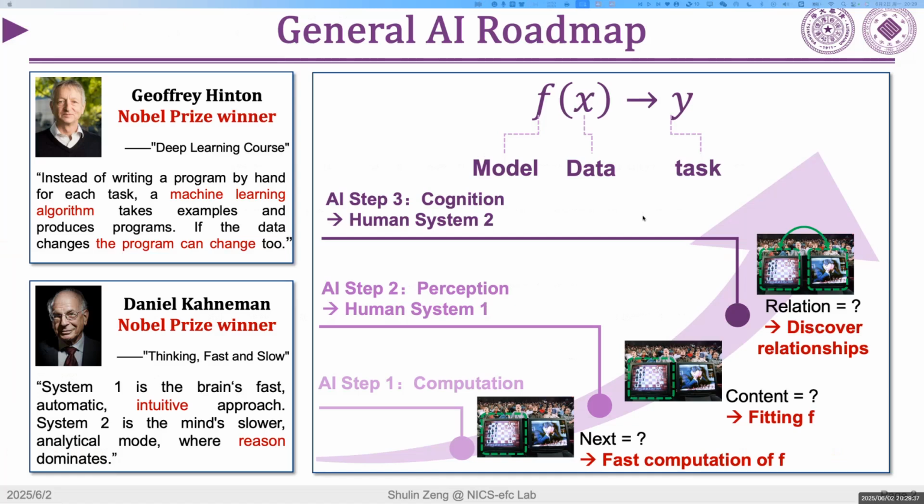In the recent 20 to 30 years, AI enters the second step, that is the perception-based AI. At this step, AI automatically learns rules based on data and fits the computation of f(x), such as neural networks. And finally, we believe AI will evolve to the cognition-based AI with the capability of intuition and deduction similar to human brains. And AI will focus on discovering the relations between different things.